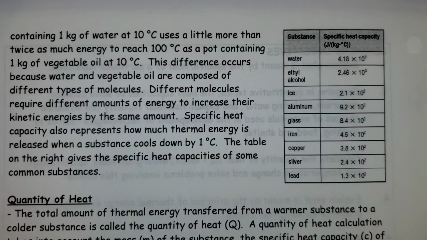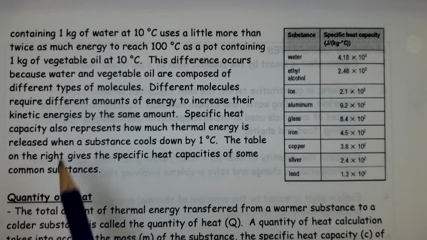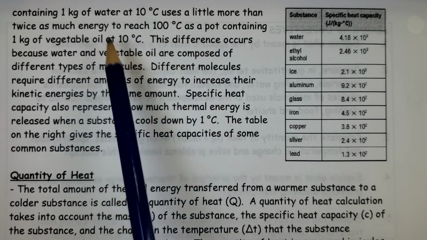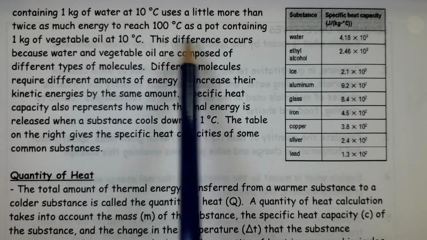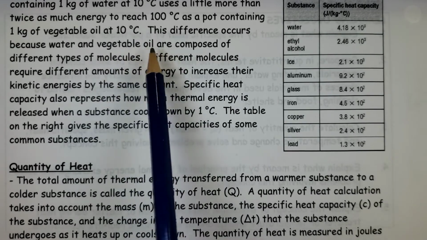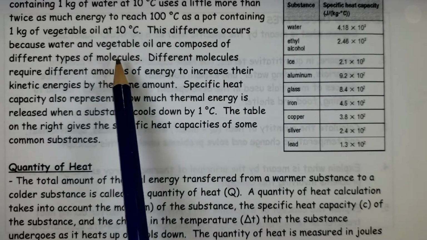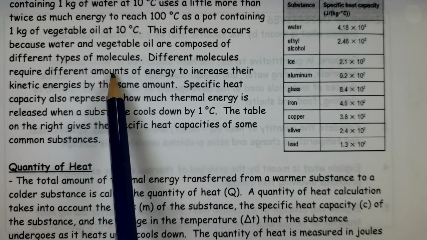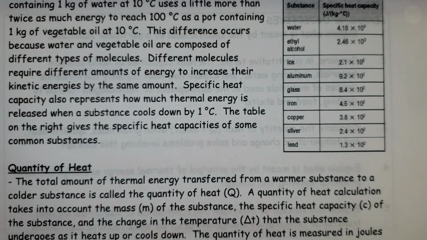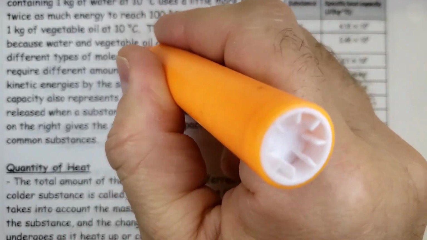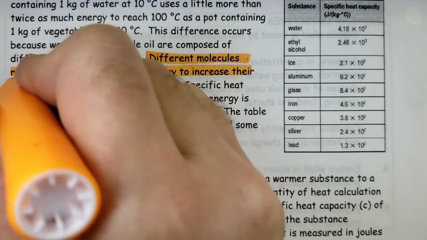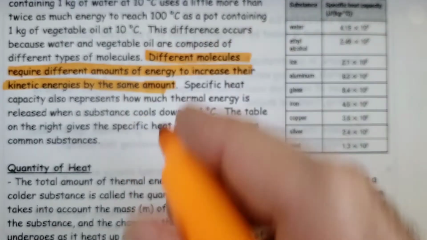degree C. So on the next page you can see a pot containing 1 kg of water at 10 degrees C uses a little more than twice as much energy to reach 100 degrees C as a pot containing 1 kg of vegetable oil at 10 degrees C. This difference occurs because water and vegetable oil are composed of different types of molecules. Different molecules require different amounts of energy to increase their kinetic energies, their moving energies, by the same amount. So that's an important thing to highlight.